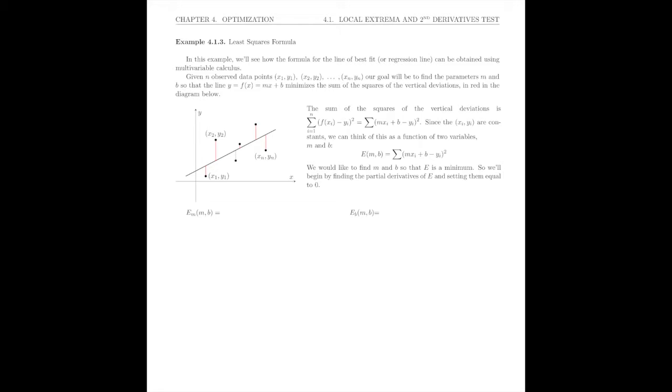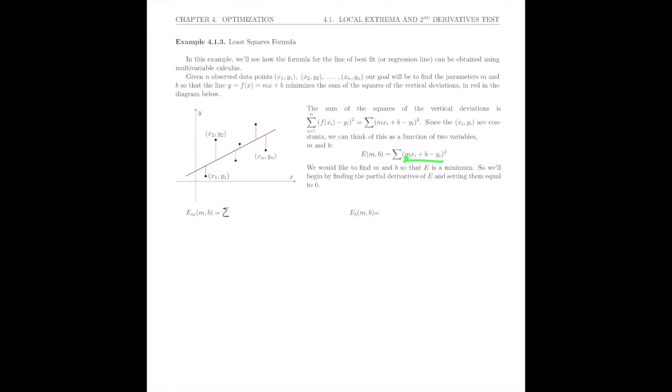So we're going to do exactly what we've done in the previous examples. We're going to find the partial derivatives of e, and we're going to set them equal to 0. So let's start with e sub m. Now, if we're taking the derivative of this expression, we're taking del by del m, and we can switch the sigma and the derivative, so we can take the derivative of the term that's inside. So we're going to have the sum, and we'll take the derivative here.